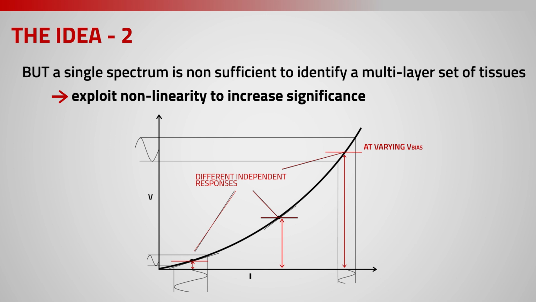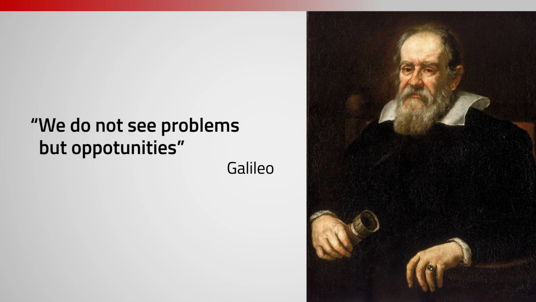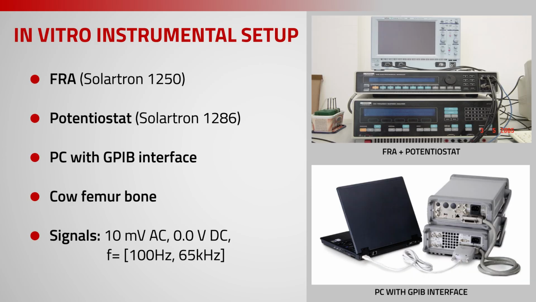which is obviously a serious drawback in the measurement that we face by using a small amplitude, approximating a linear condition. So if we work in macroscopically different conditions of this characteristic, we can affirm that we have independent measurements. So we increase the significance of the measurement. This means that we are applying an important principle. We do not see problems, but conversely, opportunities, chances. This is the in vitro instrumental setup.